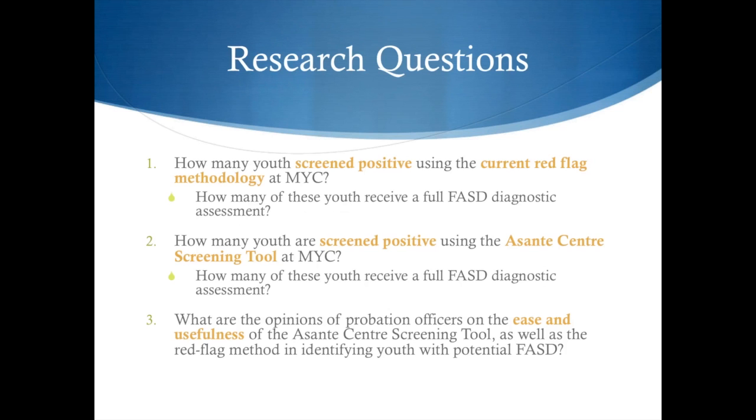So our specific research questions for the prospective study were to calculate the proportion of youth screened positive using the current red flag method, and then to see how many of these youth were referred for a full FASD diagnostic assessment, to see how many youth were screened positive using the center's screening tool, and to see how many of these youth received a full diagnostic assessment. And then to look at the opinions of probation officers on the ease and usefulness of the tool, as well as the red flag method in identifying youth with potential FASD.